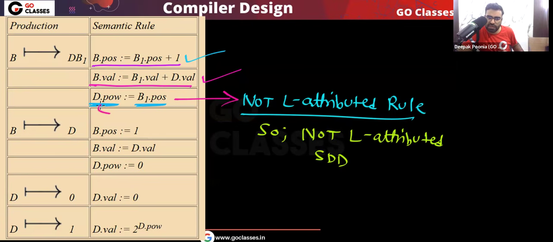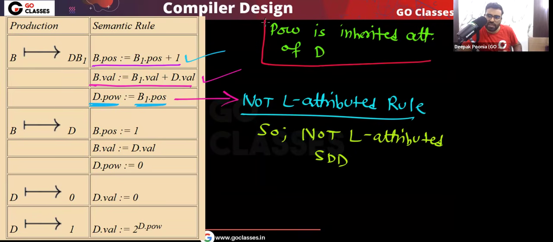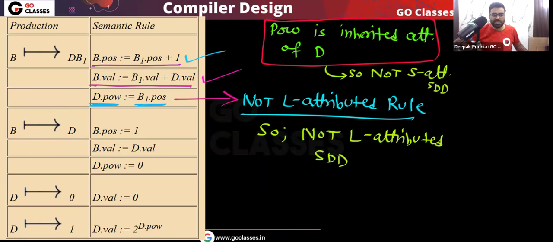Notice that here you are defining an attribute of the RHS. So this is actually an inherited attribute of D. You can notice that this pow is an inherited attribute of D. And remember, because there is at least one inherited attribute in our SDD, I can say that this SDD is not S attributed SDD. Because in S attributed SDD, all the attributes must be synthesized attributes.